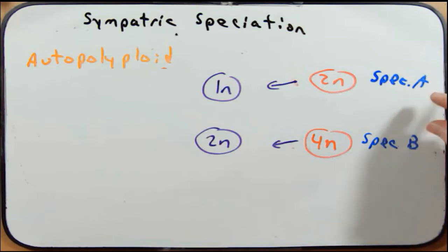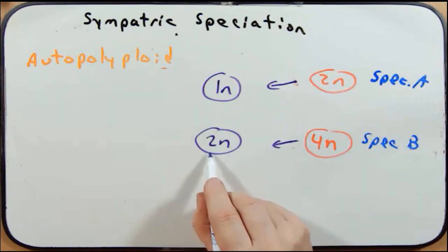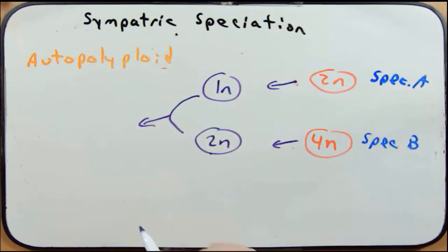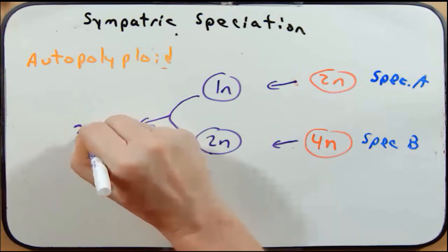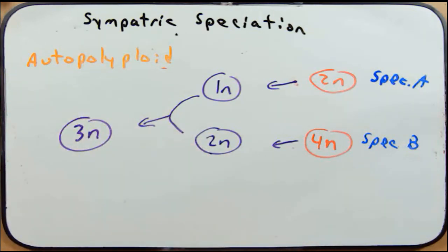If these 2 species try to unite their gametes, a diploid gamete with a haploid gamete, what's going to happen is it's going to make a 3N progeny, a triploid.